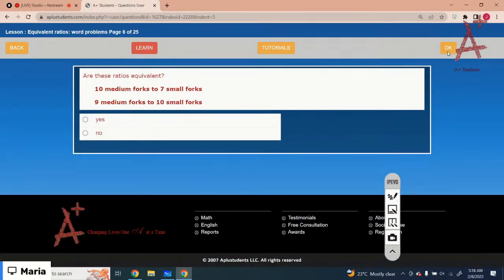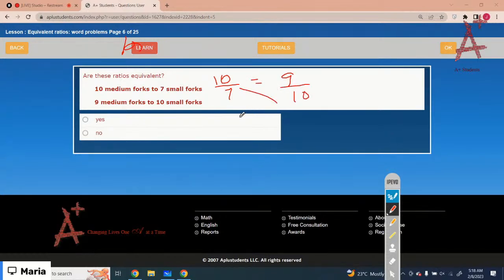Okay, the next one is 10 medium folks to 7 small folks, and then 9 medium folks to 10 small folks. So let's just write them down. It would be 10 over 7 for the first one, and for the second one it is 9 over 10. Just do cross multiplication. 10 times 10 is 100 and 9 times 7 is 63. So they are not equal. The answer is no. The correct option is no. The ratios are not equivalent. Got it?